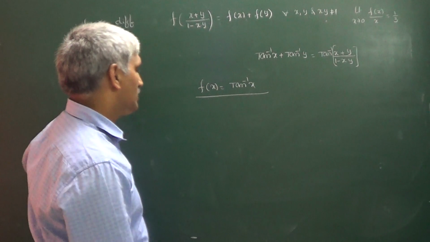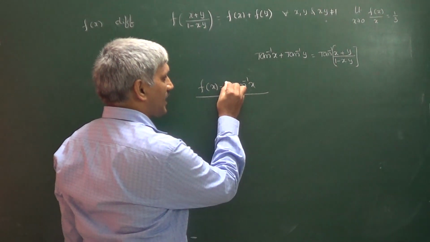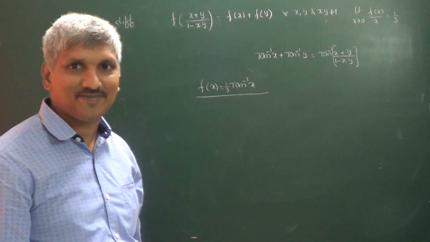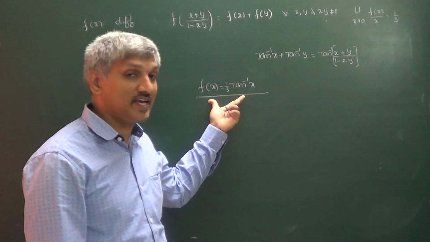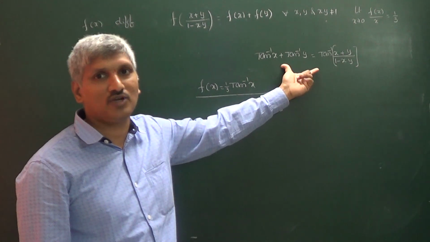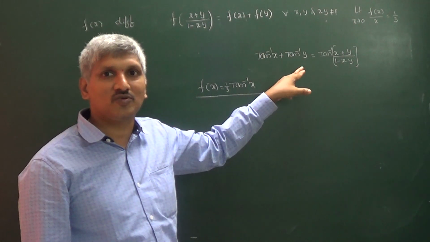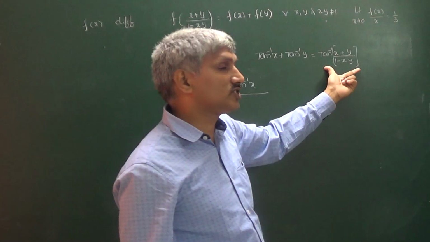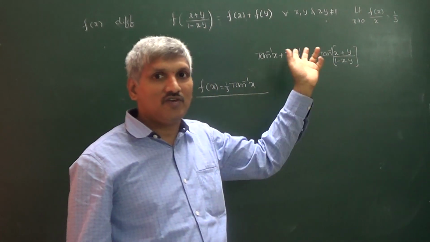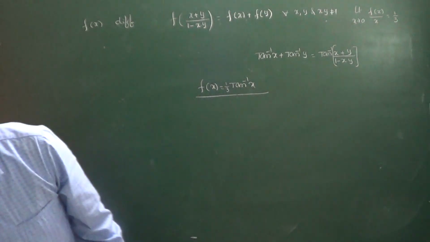So that's why the function is not tan inverse x, the function is 1 by 3 into tan inverse x. So directly we can guess the function like that if you know this formula. Tan inverse x plus tan inverse y is equal to tan inverse of (x plus y) by (1 minus xy). With the help of this we can do it more comfortably.